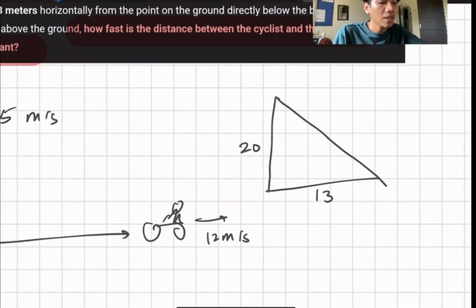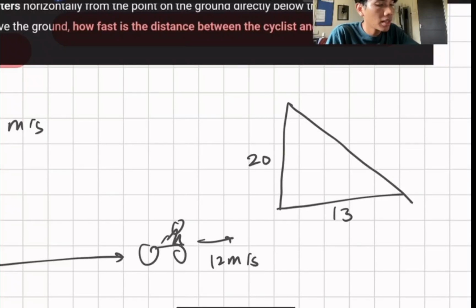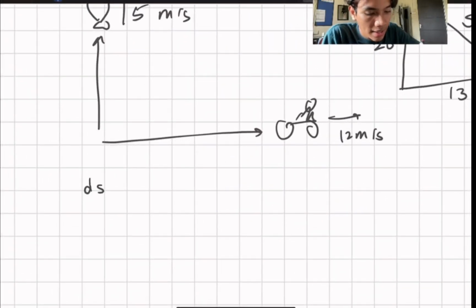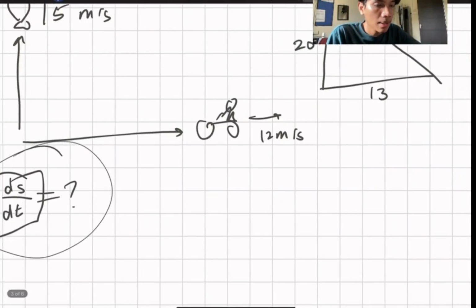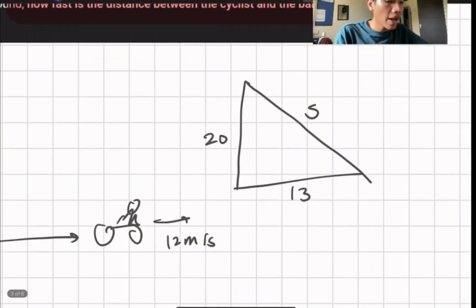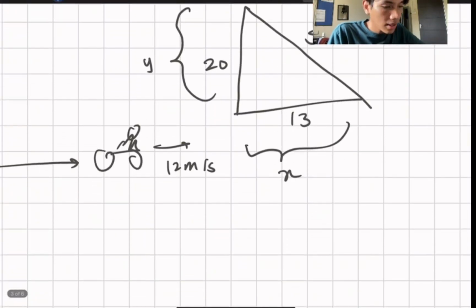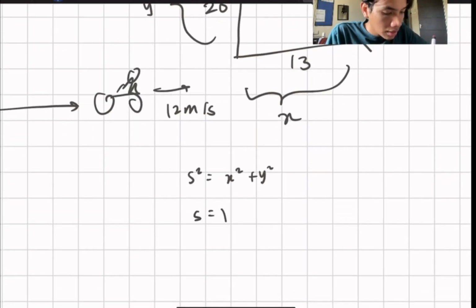Alright, so what the question wants is, let's assume this as S. So the question needs ds over dt, but how do we find this? So here in the triangle we have S, so let's assume this as y and this as x. Right, so by the theorem of Pythagoras, we know that s squared equals x squared plus y squared.